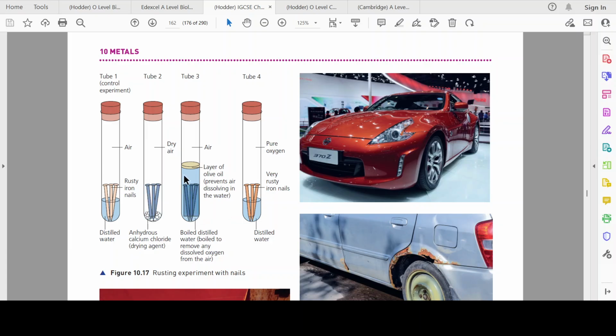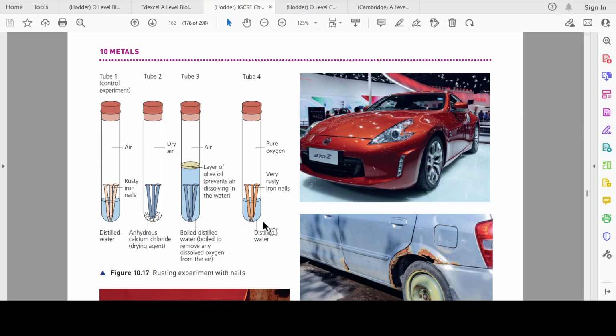Then you've got nails in water, but you've put a layer of oil, and that's preventing air from dissolving in the water. By the way, this is distilled water, not regular water. What happens when you boil and distill water? Dissolved oxygen is removed. Regular water has oxygen dissolved in it, but distilled water does not. You've put a layer of oil over here so that the oxygen in the air does not mix. And so even though the iron is getting wet, there's no oxygen for it to react with, and so these nails will not rust.